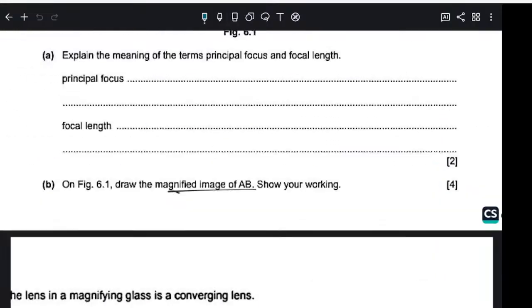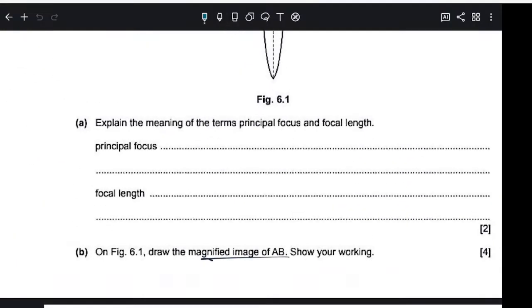They can ask you, hey you, come here. What is the principal focus? Principal focus is a point. It's a point, it's not the axis. So tell me what the principal focus is. I told you. It is the point where all rays that are parallel to the principal axis are made to converge when they pass there. Are we together?